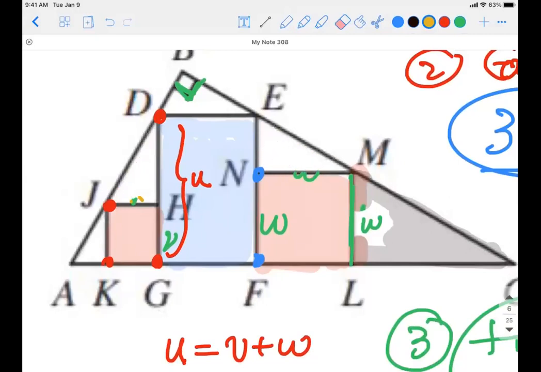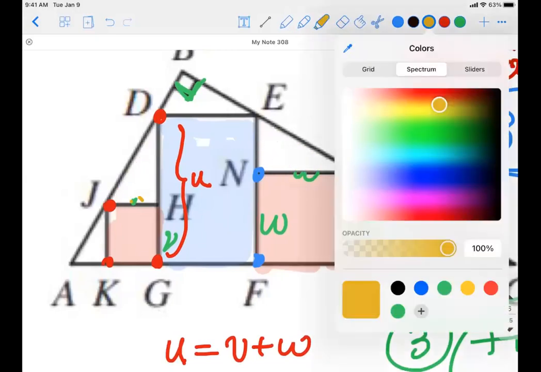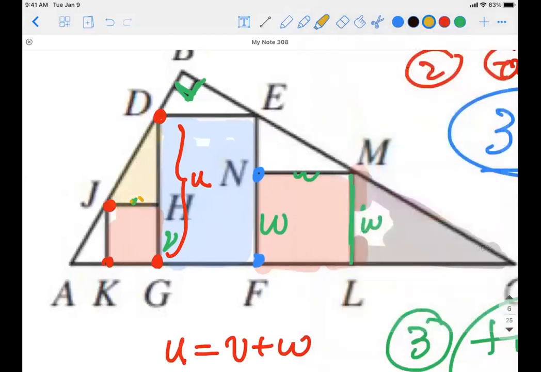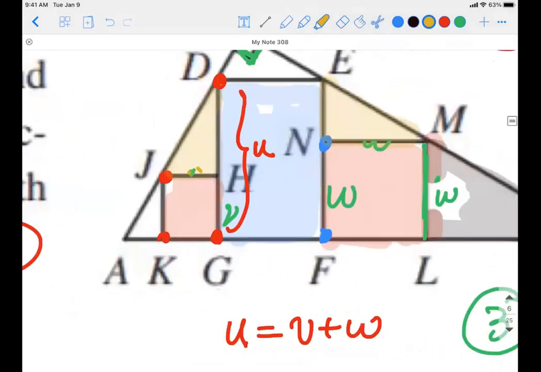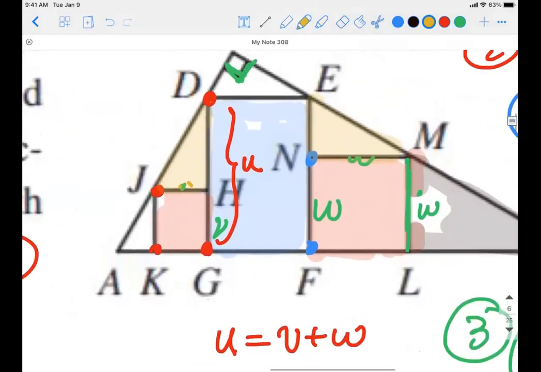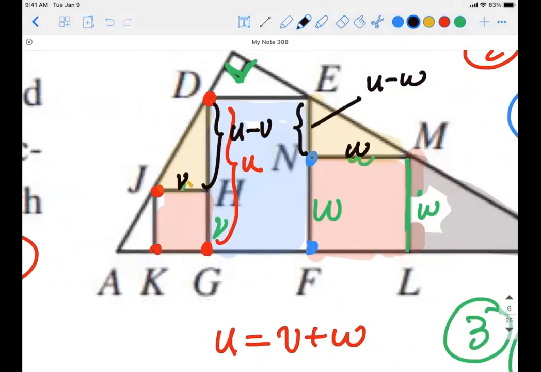So this is the thinking process, which is very important. I'm going to use maybe the color yellow. The reason why I choose these two triangles is because they're touching the most segments possible. I'll give you some ideas why. Let's say this is going to be your V, right? I'm going to change the color maybe to black. This is V, and this is U minus V. This is W, and this is U minus W. Is that right? So you're touching all the segments.